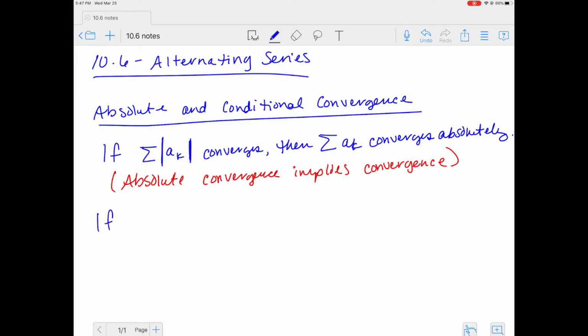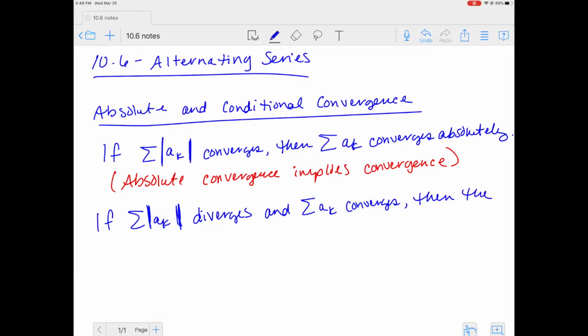Now, if the absolute value diverges, all right, so those are absolute value bars, and my actual series converges, then the series, and I'm going to scoot it down here just a little bit, converges conditionally.